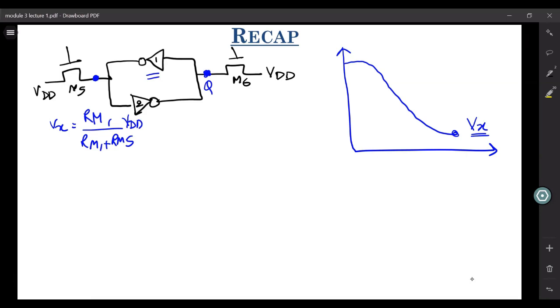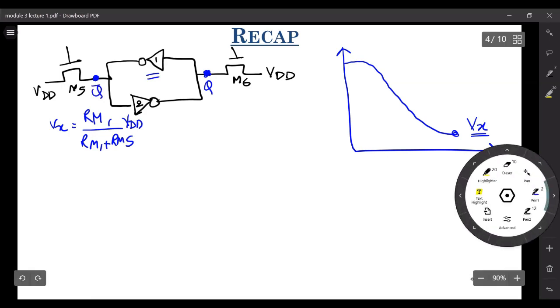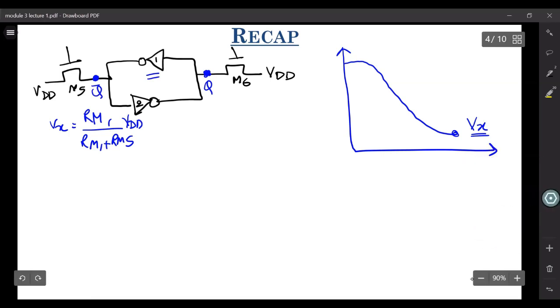Similarly, if you apply your input over Q bar and see the output at Q, you'll find a similar situation for inverter 2. If we represent the VTC of inverter 2 by a different color, you'll have something like this. This will also end up at this point, and this would be Vx.